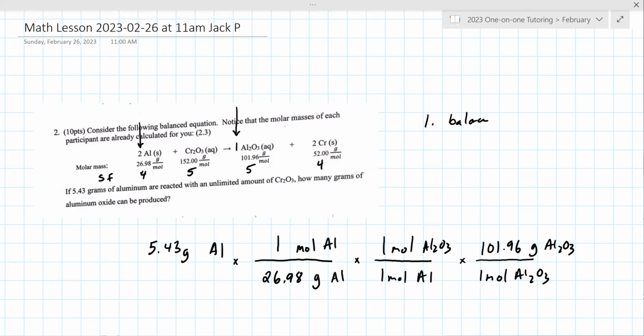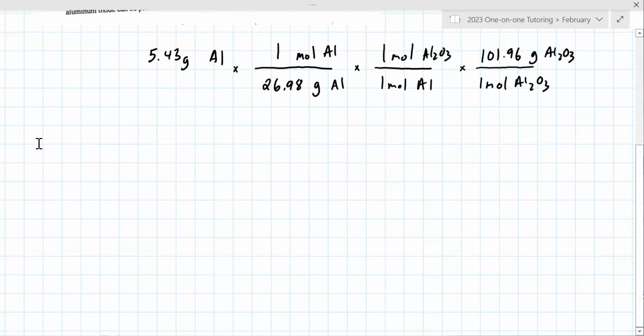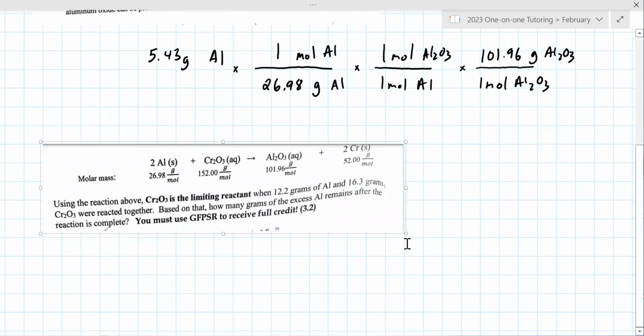All right, on to number 3. This was something that I got pretty wrong. What is GFPSR? Oh, given, find, plan, solve, reflect. That must be something they're really going after in class. Yeah, and you see this from time to time. You'll see this in statistics too, if you take that class, they tend to emphasize this.